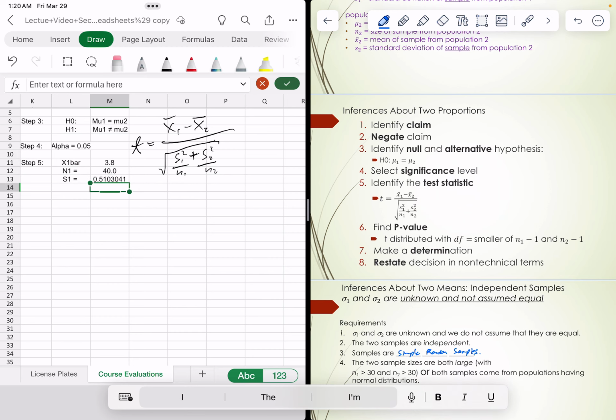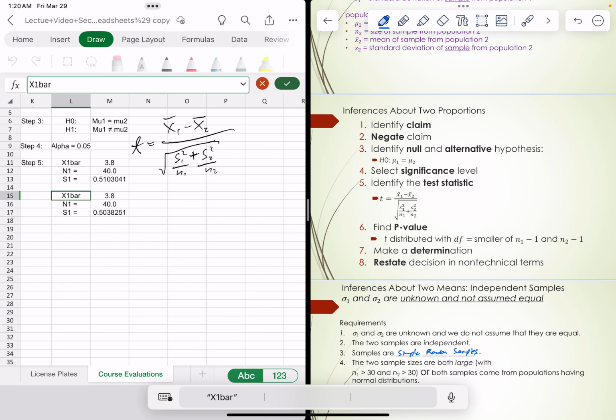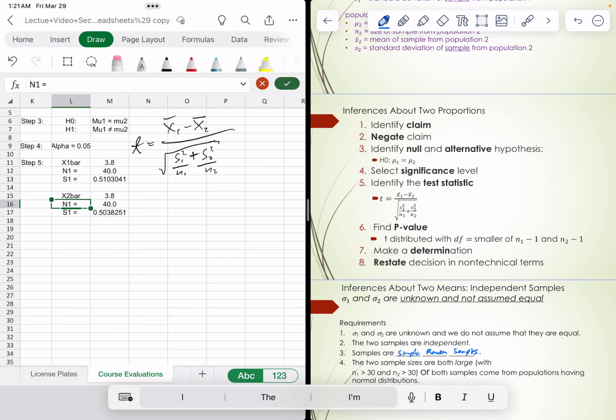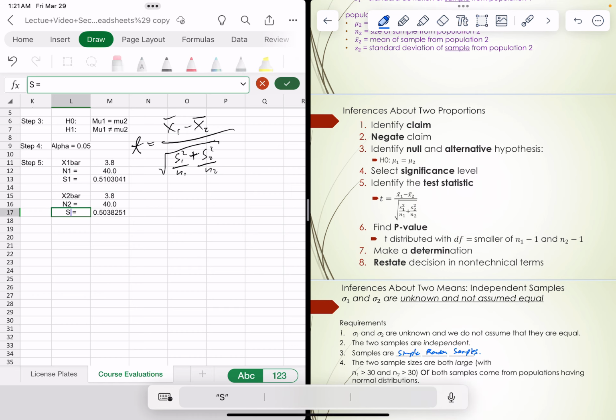All right, there. I think that's it, isn't it? Okay. Now let's do the same thing for the other ones. Command C, Command V. This is going to be X2, N2, S2.